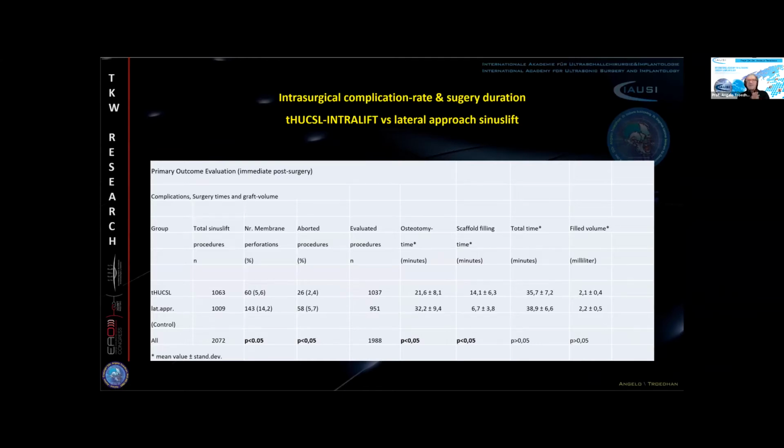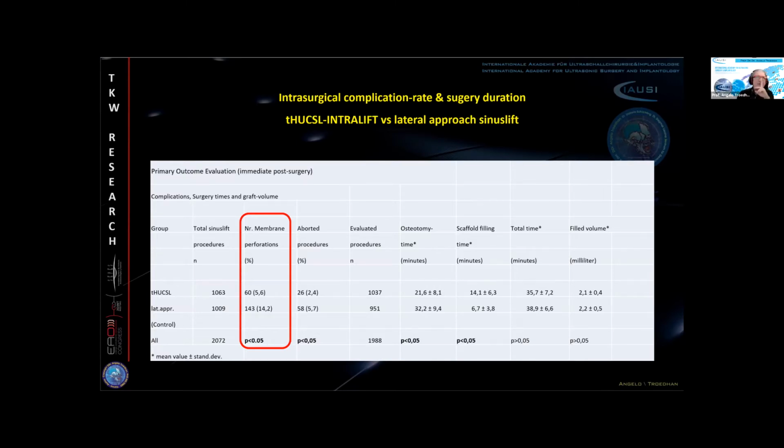What were the results of our randomized clinical trial? So when we speak about the number of sinus lift procedures with the INTRALIFT, we did more than 1,000, and with the lateral approach, to be statistically comparable, we also did more than 1,000 cases, which is then one of the most valid investigations, because it's one thing to have 50 patients in one group, 50 patients in another group. This gives you maybe some statistical significance, but with more than 1,000 patients investigated, this is scientific safety.